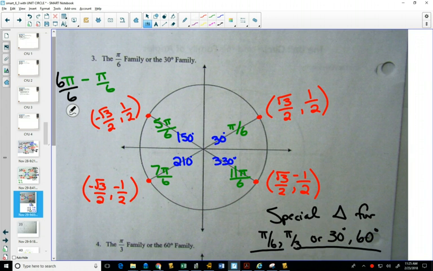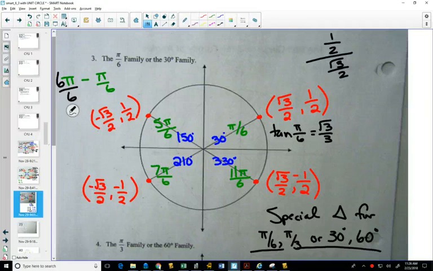Now, for tan, from our special triangle, we figured out that tan of 30 degrees, or tan of pi over 6, was root 3 over 3. That was after we rationalized it. Tan is also sine divided by cos. And if sine is your y-coordinate and cos is your x-coordinate, can you see how you would divide that? What's your rule for dividing a fraction by a fraction?